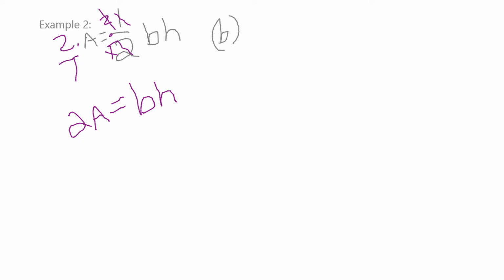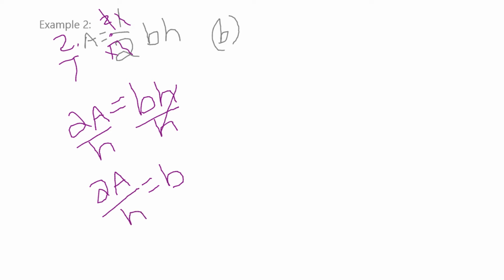Now lastly, I have B times H. The opposite of times is divide. So I'm going to divide by H because I want to leave B by itself. So I divide by H. I'm left with B equaling 2A over H.